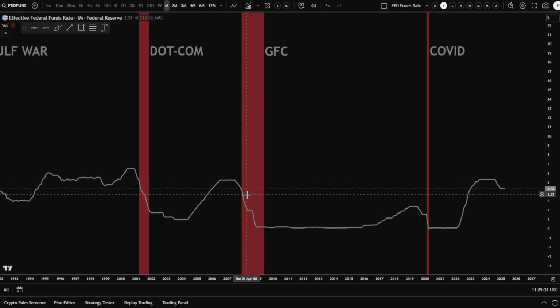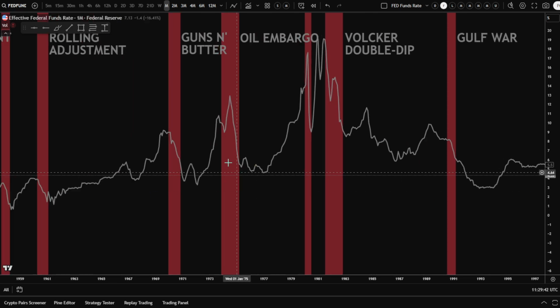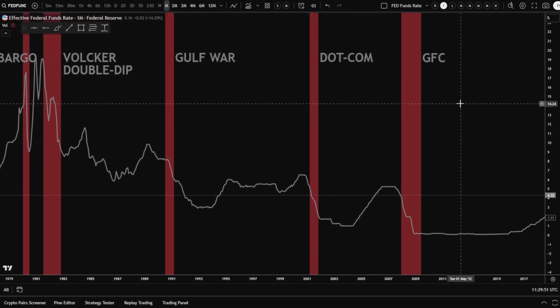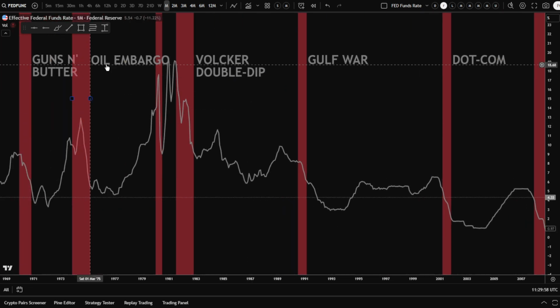It took a little bit of time before it started. Actually, this over here is a better example. We had the COVID recession here toward the end of the cut cycle. Sometimes recessions happen right away when the Fed starts cutting rates, right? These are some examples of past recessions. All these red lines indicate the durations of the past recessions over here. So we have the Great Financial Crisis, we have the dot-com bubble, the Gulf War, and Volcker double dip, and the oil embargo, and guns and butter recession. We have all of the recessions over here.